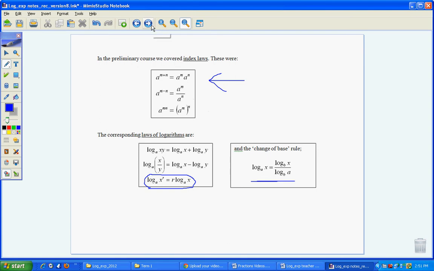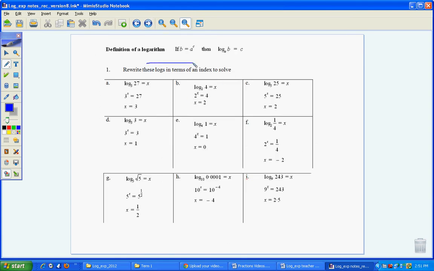So let's have a look at this one. This is back to the definition of a logarithm. All these questions are just relying on you using the definition of a logarithm. You can stop the video now to check them, but really what we're doing is just applying the definition of a logarithm to do these questions here.